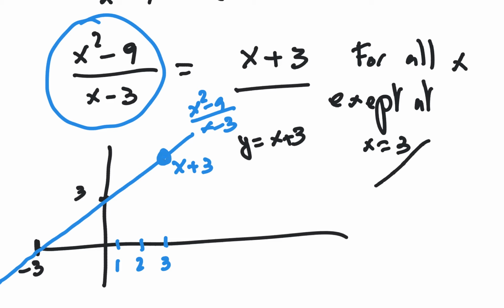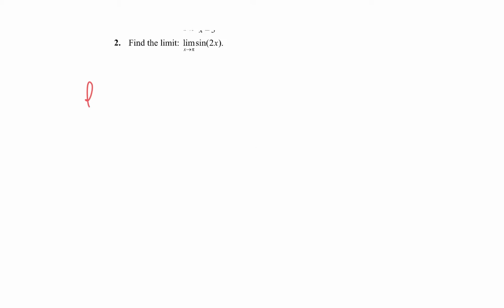The function is not defined at this point, it has a hole. It's not defined at x equal 3. So the limit when I approach 3 will be x plus 3, which will be 6. When I approach x equal 3, the value of the function will be x plus 3, which is 3 plus 3. If I approach 3, it will be 6. I hope it's clear.